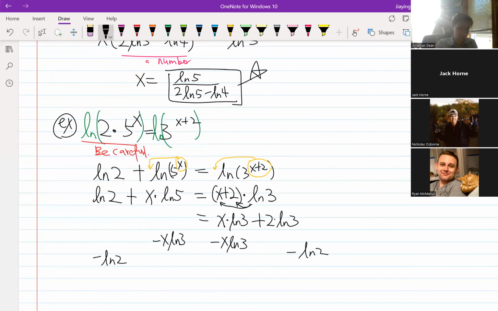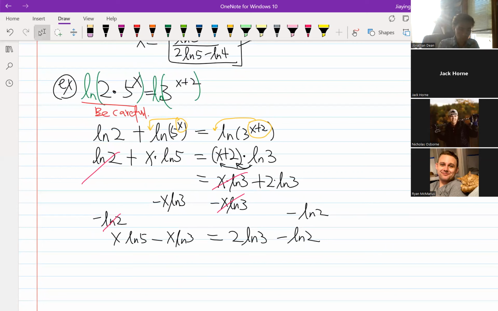So that way on the left side, I have x natural log of 5 minus x. So let me write down x natural log of 5 minus x natural log of 3 is equal to the right side. Remember, this goes away. This goes away. So we get 2 natural log of 3 minus natural log of 2. And on the left side, we have 2 x terms. We can pull out an x from there. So let's factor x from here. So we get natural log of 5 minus natural log of 3. The right side, I have this difference. So that's 2 natural log of 3 minus natural log of 2.